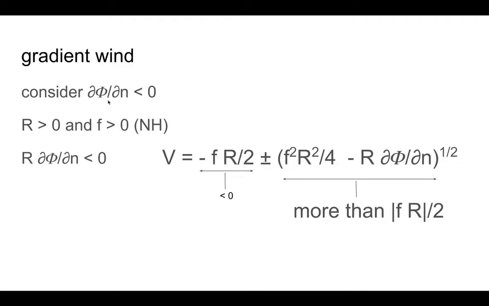So now let's consider the negative dphi dn and those combinations. And we'll start with a positive R. Okay, so this is the cyclonic turning. This is the counterclockwise rotation. And so if R is positive and dphi dn is negative, then R times dphi dn is negative. And we subtract that negative in the square root. And so that's going to make this term larger than the absolute value of fR over 2.